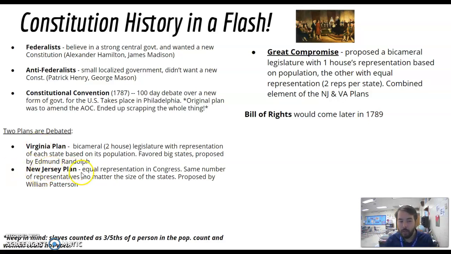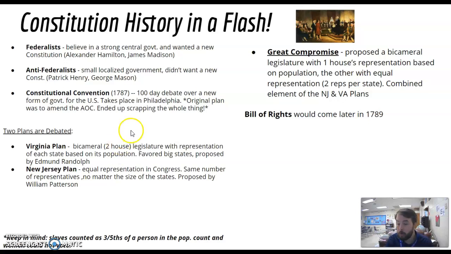The New Jersey plan, on the other hand, said that we should have a Congress or a lawmaking body, but every state should get the same number of representatives. It shouldn't be based on population. This was called the small state plan. So they're bickering back and forth. How can we make this work? Because they're on opposite ends of the coin.